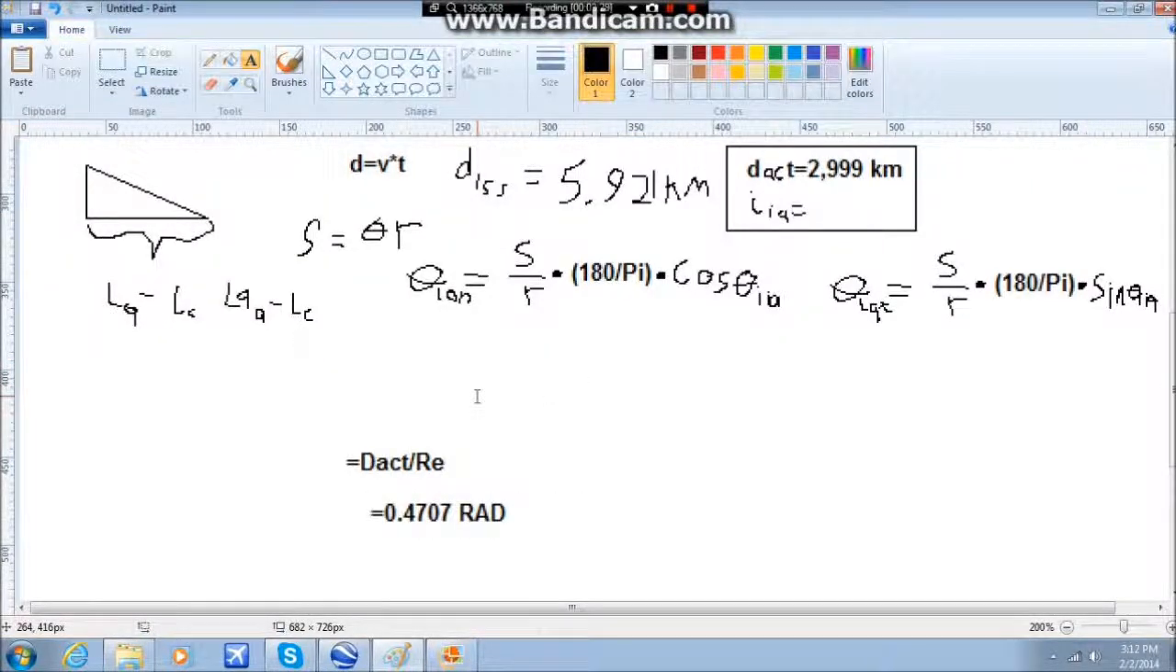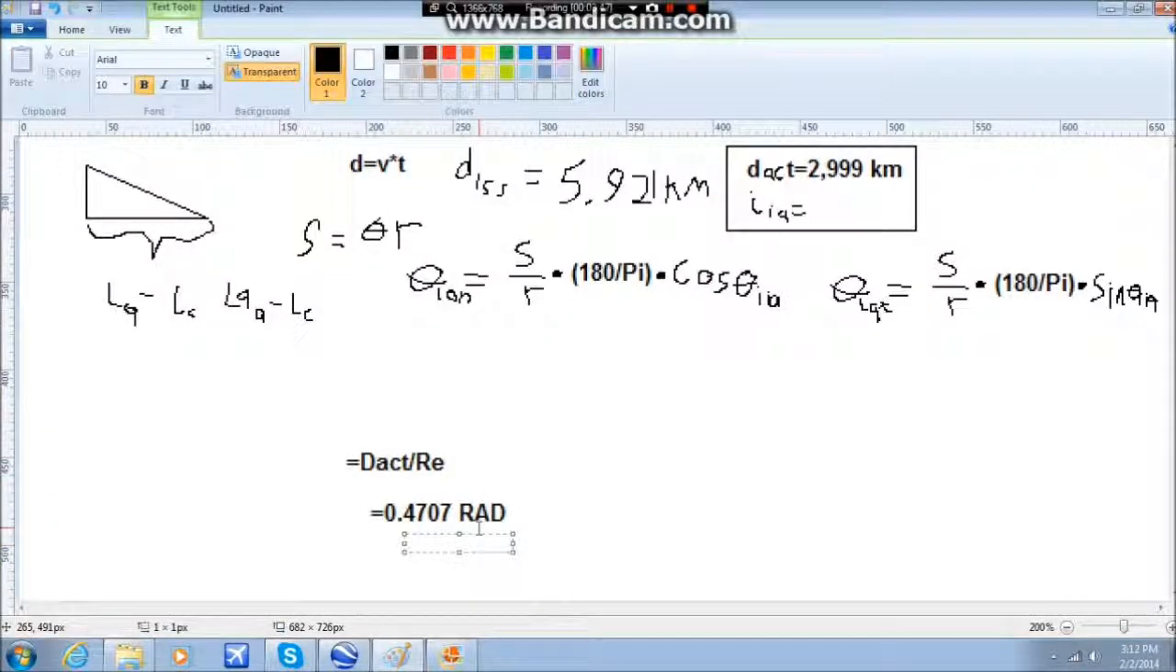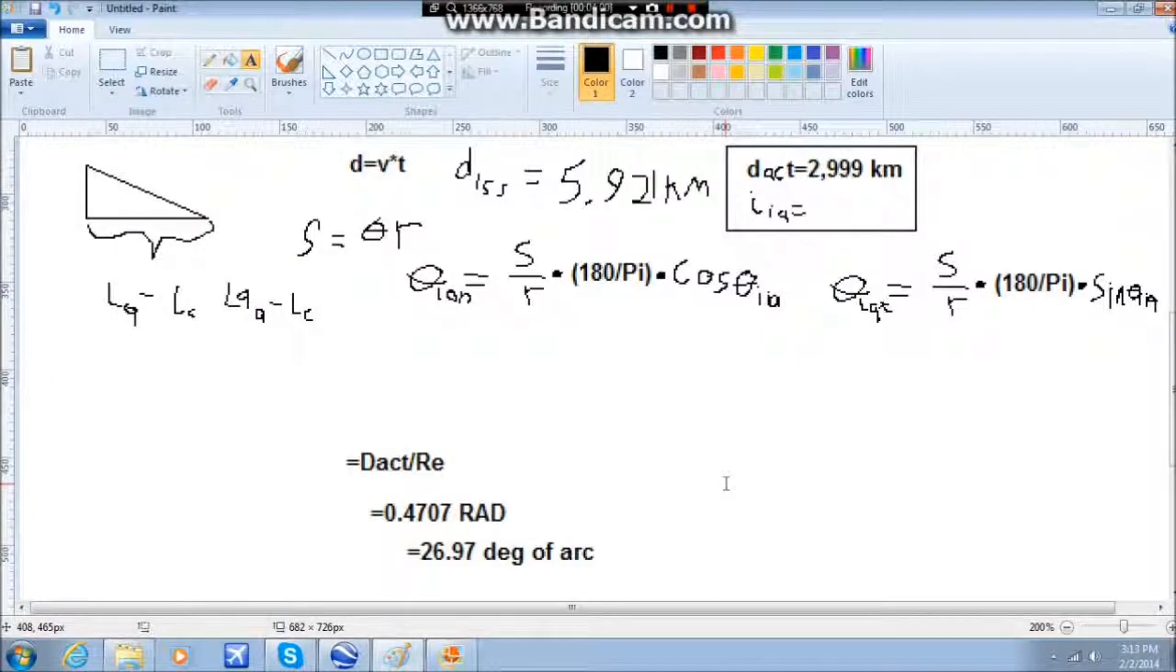That is an angle that we're going to then multiply against 180 over pi, and we're going to get this in degrees. So 0.4707 times 180 degrees divided by pi. And then we find that the total angle is going to be equal to 26.97 degrees of arc on the Earth.